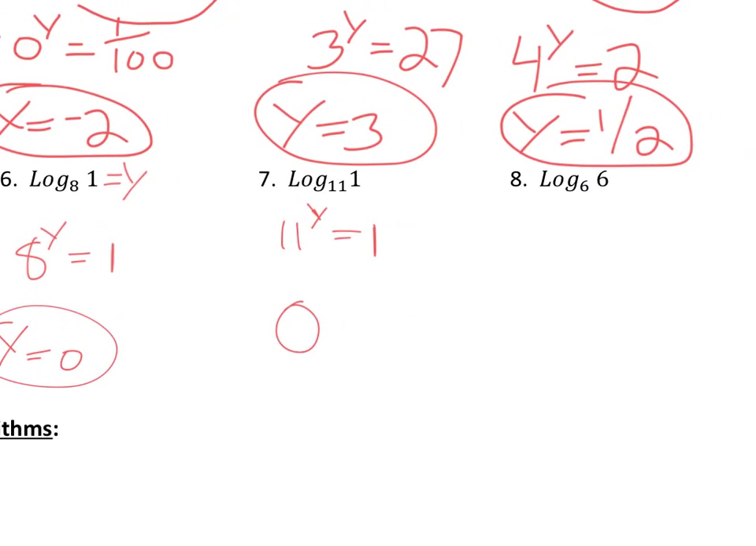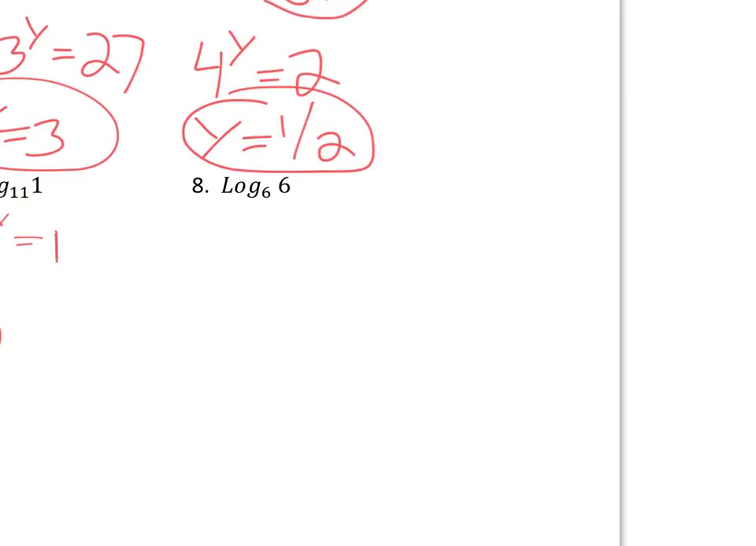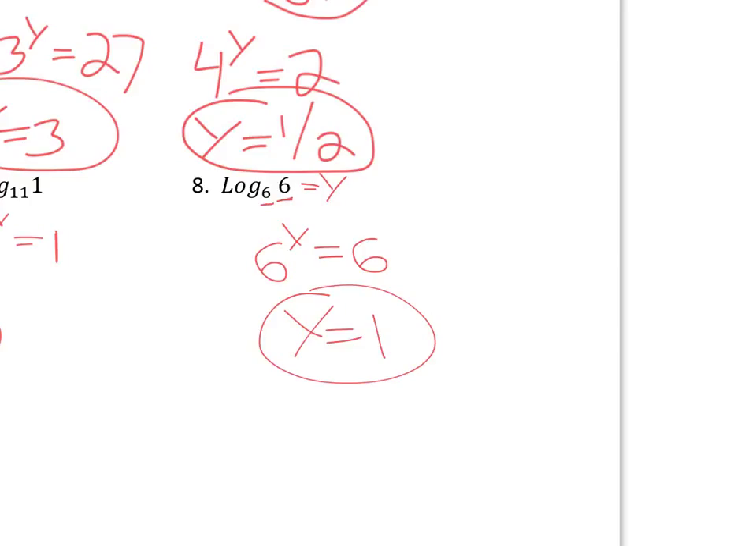Then if we did the last one, the connection is, what if the base and the argument are the same? What is that going to equal? Well, if I set it equal to y, I have 6 to the y equals 6. If these are the same, then you should be able to see easily that y has to be 1, because 6 to the first power is 6. So this is y equals 1. All right, so the main thing there: if you have a logarithm, you can rewrite it to an exponential, which will allow you to evaluate what it equals.